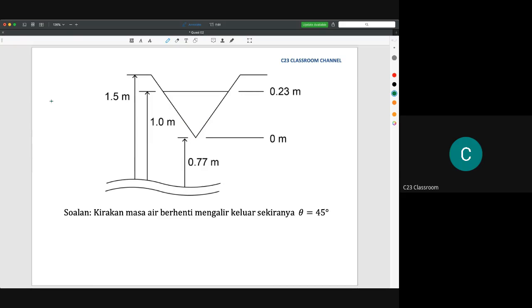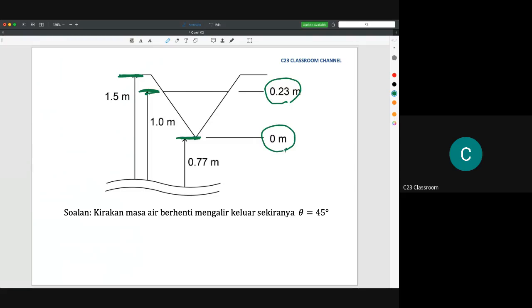So the height of the tank is 1.5. The water level is 1 here. And the tip, the end of the triangular weir, is 0.77 meter. Please do not take 1 and 0.77 meter as your limits. You need to change your limit to 0.23 meters to 0.